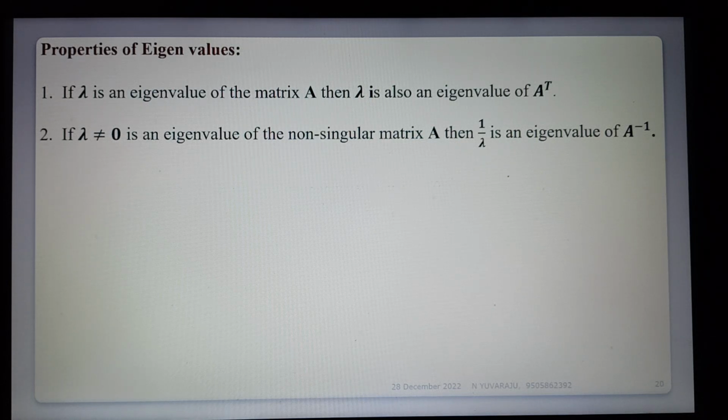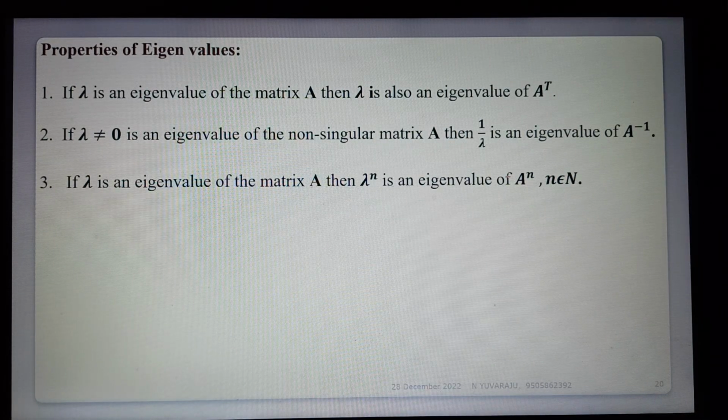Second one, if lambda not equal to 0 is an eigenvalue of the non-singular matrix A, then 1 by lambda is an eigenvalue of A inverse. So A is any matrix, lambda is the eigenvalue of A, then the inverse matrix eigenvalue is 1 by lambda, that is the reciprocal of lambda. That is, 1 by lambda is an eigenvalue of A inverse.